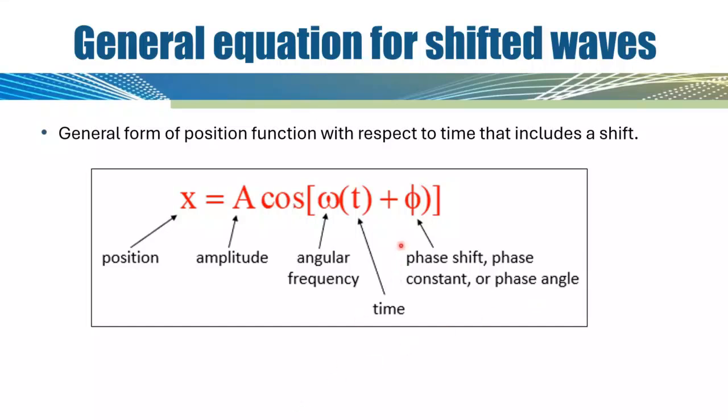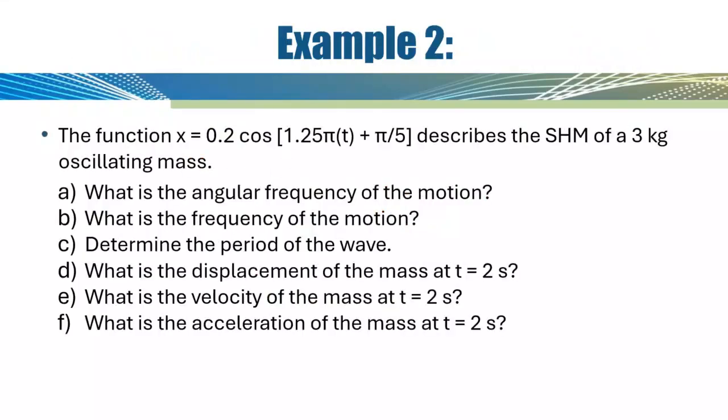The last thing I want to point out is notice that we're taking the product of angular frequency times time. We're adding on the shift, and then this entire quantity is what we're taking the sine or cosine of. What we really need to be able to do is to extract information from a function.